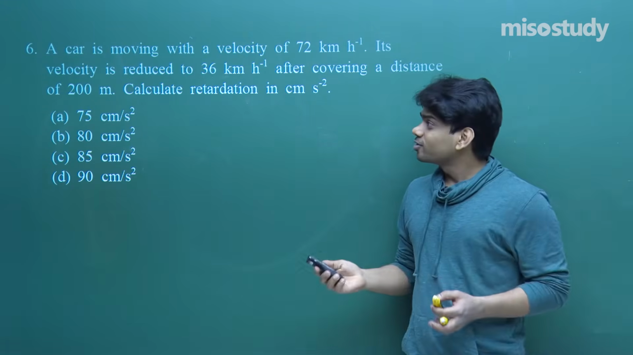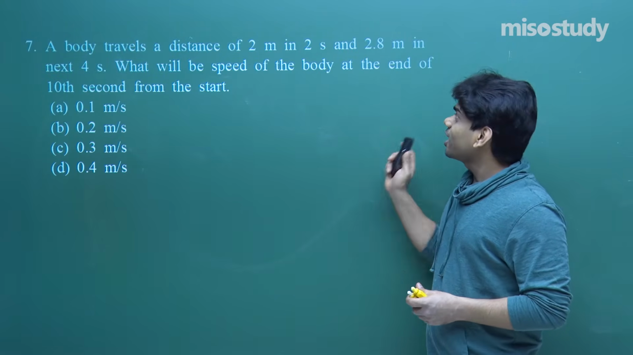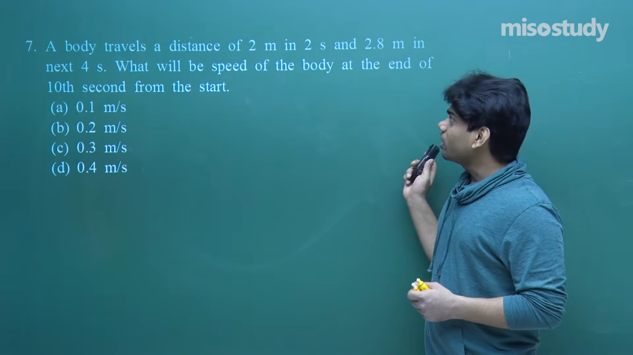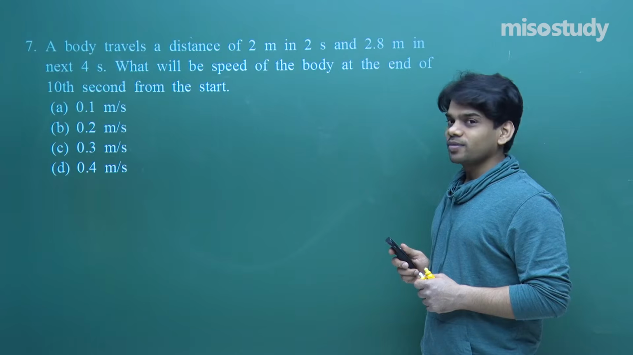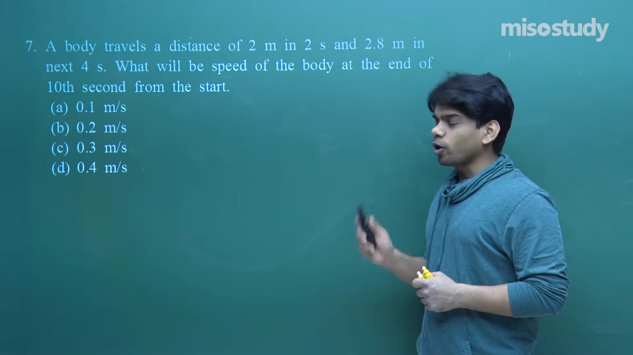We have question number 7. A body travels a distance of 2 meter in 2 seconds and 2.8 meter in next 4 seconds. What will be speed of the body at the end of 10 seconds from the start? A 0.1, B 0.2, C 0.3, D 0.4.